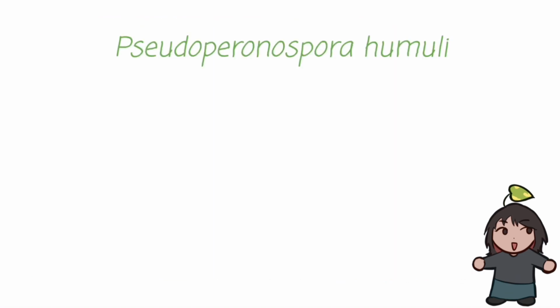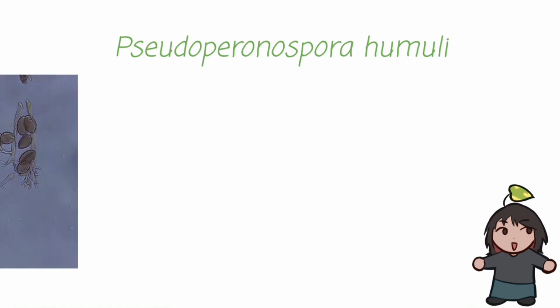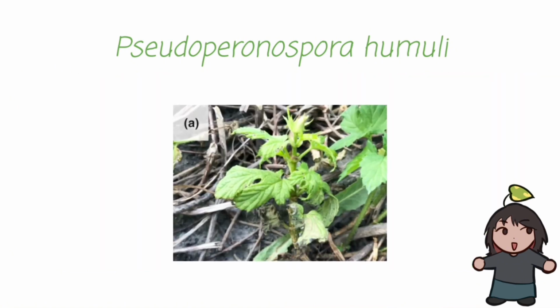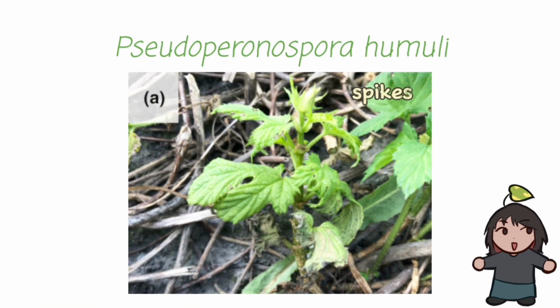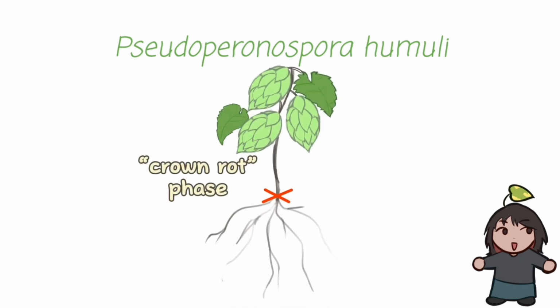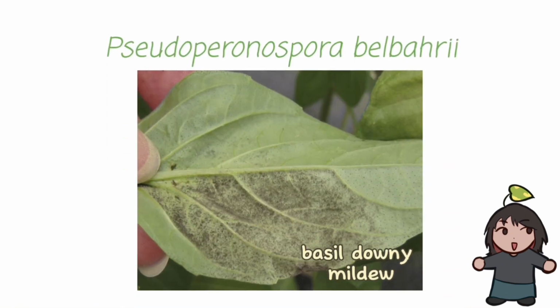One DMP that we can focus on is Pseudoperonospora humuli, which impacts hop. This particular DMP can cause entire crop loss from the infection of the cone-bearing branches. These infected shoots are called spikes due to their resemblance to a wheat spike and result in a dark brown discoloration. Some hop are more susceptible to the crown rot phase, causing the plant to die even without the formation of shoots. Another important DMP is basil downy mildew.